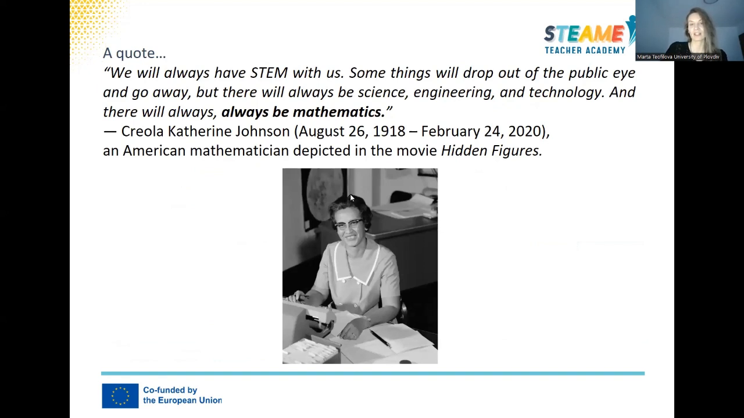And I will end my talk again with a quote. This quote is by a famous American mathematician, Katherine Johnson, who was part of the NASA Mercury project and Moon program, and her calculations were critical to those NASA projects. "We'll always have STEM with us. Some things will drop out of the public eye and go away, but there will always be science, engineering, and technology, and there will always be mathematics."